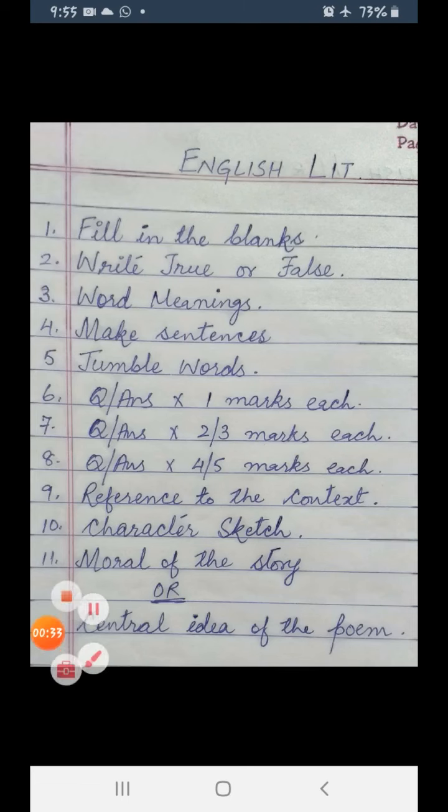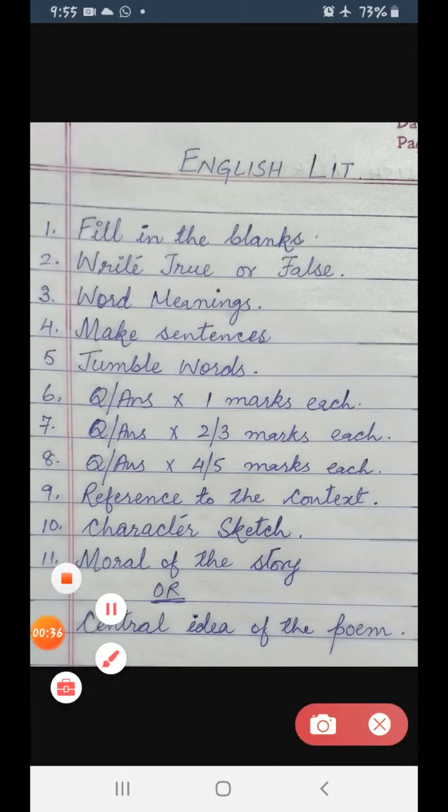First of all, you will find fill in the blanks, which will be of 1 mark each. There will be 5 or 6 fill in the blanks, and after that you will find write true or false, or state whether the following sentences are true or false, and this will also carry 1 mark each. Next, number three is word meaning. Word meanings will all come from your book. You will read all the word meanings, and word meanings will carry 1 mark each.